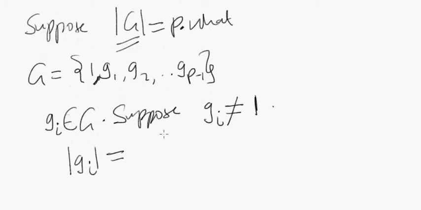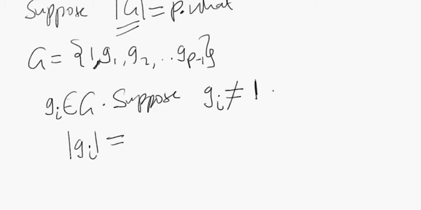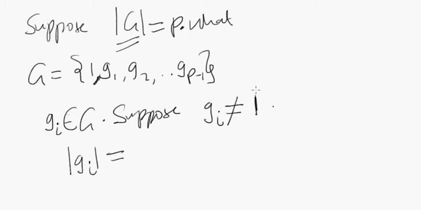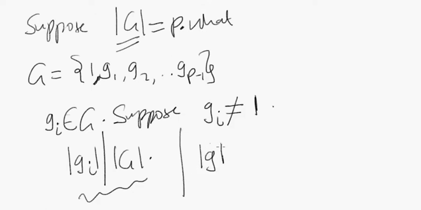What does Lagrange's theorem tell us? Sure, why not. We proved before that Lagrange's theorem tells us that the order of every element of the group must divide the order of the group. So the order of g_i must divide the order of G. Given that, we ask the question again: what are the possible orders of g_i?